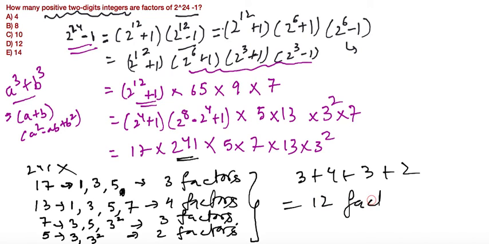Now, this is the number of factors. So 12 factors which are natural number 2-digit factors of the original expression 2 to the power 24 minus 1. So the correct answer to this question is choice D.